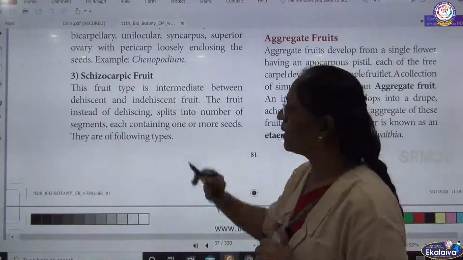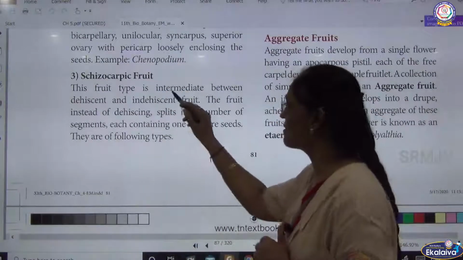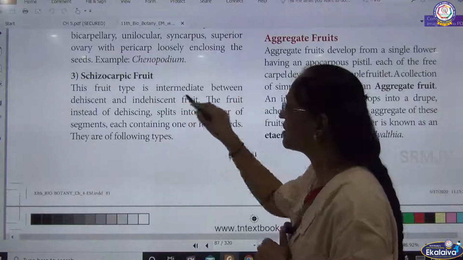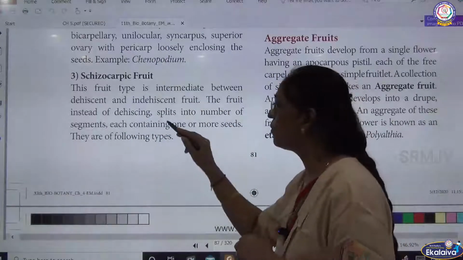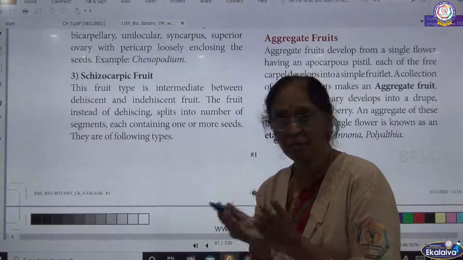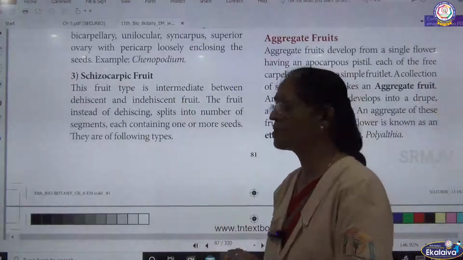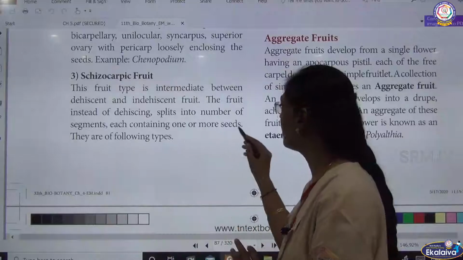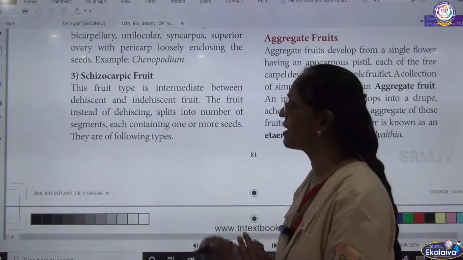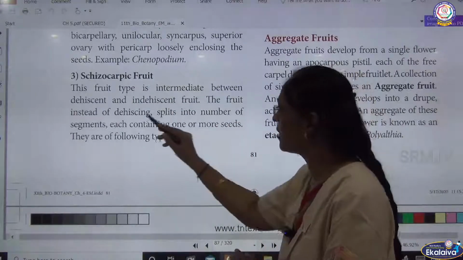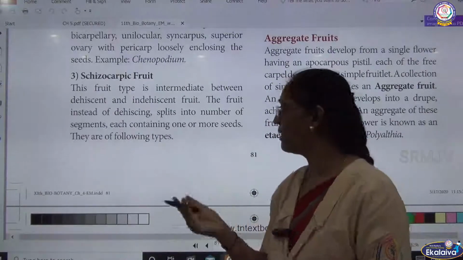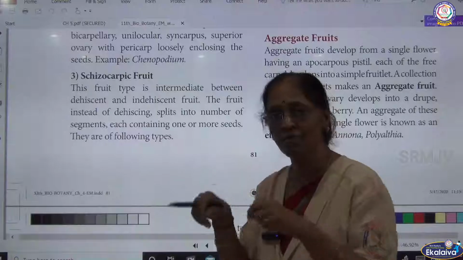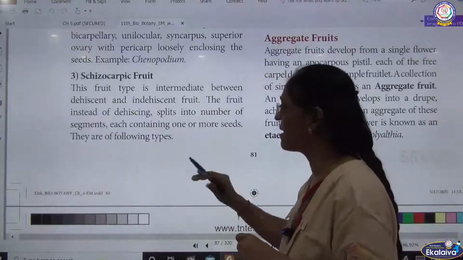And the third one is schizocarpic fruit. What is a schizocarpic fruit? It is a fruit which is intermediate between dehiscent and indehiscent fruit. Here the fruit, instead of dehiscing, splits up into a number of segments, each containing one or more seeds, then you call this schizocarpic. So the fruit, instead of splitting open, splits into a number of segments. Then you call this schizocarpic.